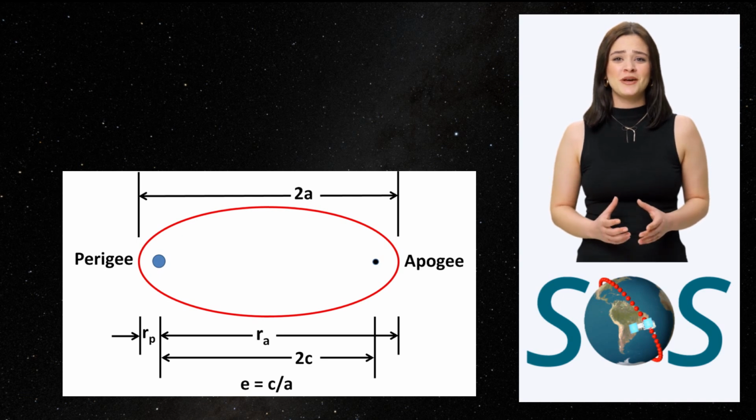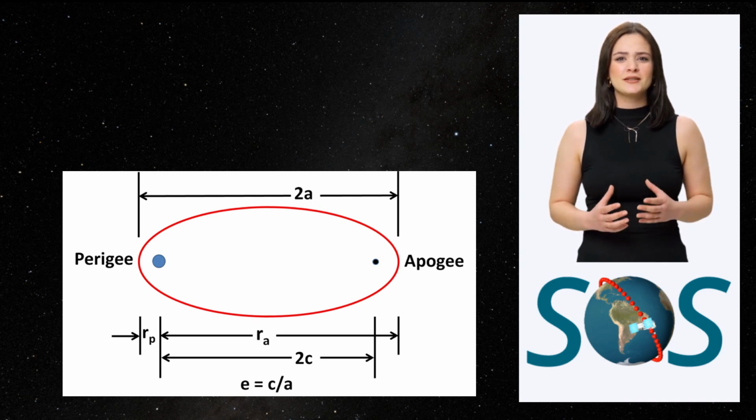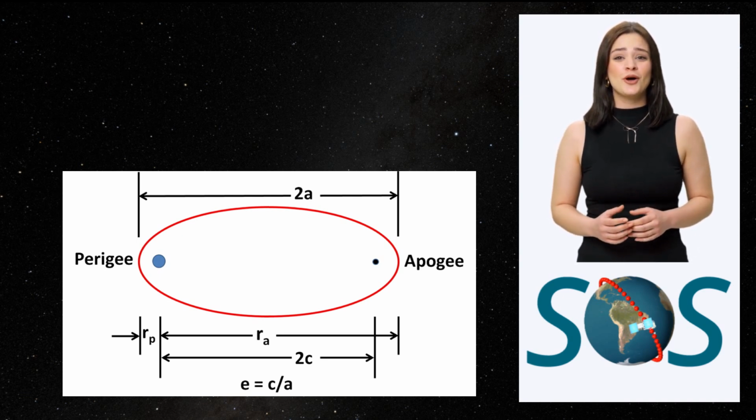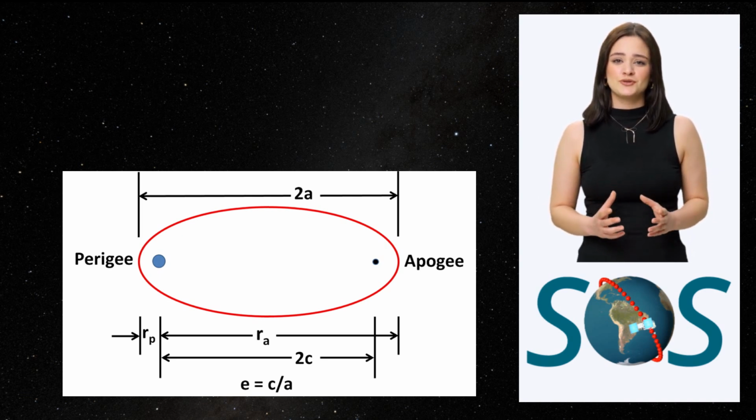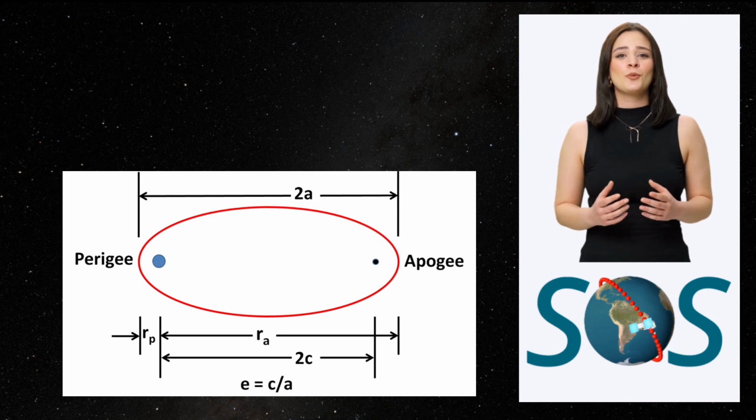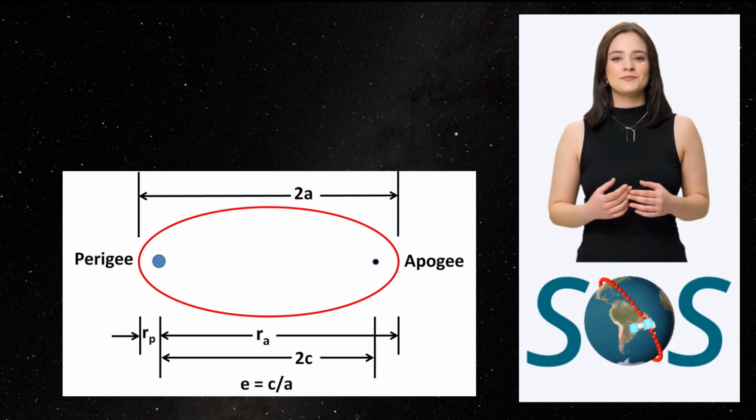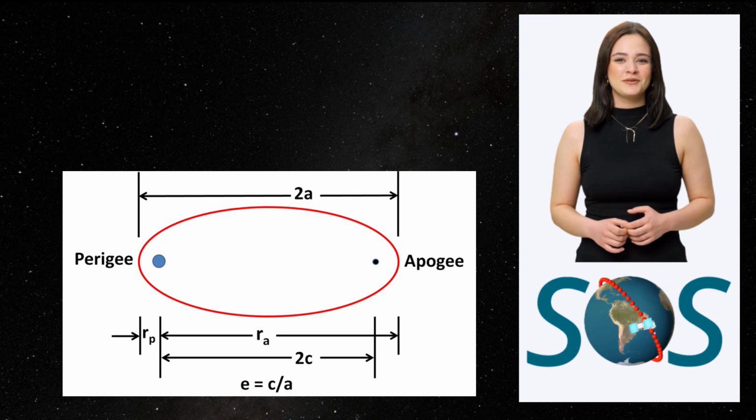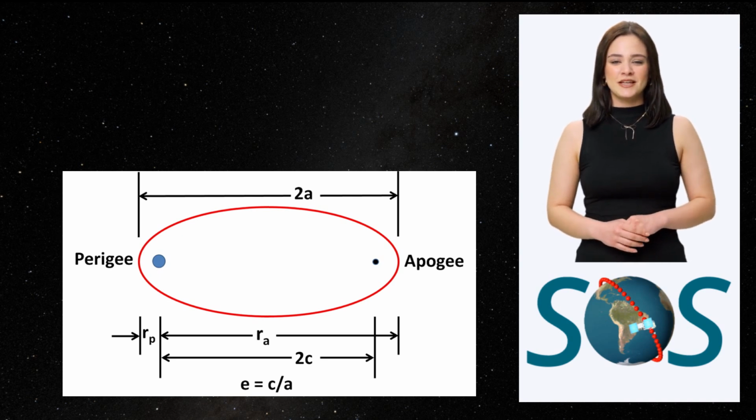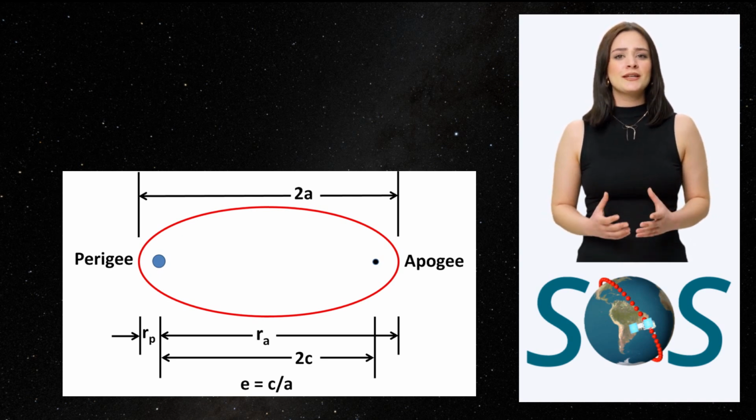This ellipse has a major axis, the longest line going through the center that can be drawn from one point in the orbit to another, and a minor axis, the shortest line going through the center that can be drawn from one point in the orbit to another. The length of the major axis is 2a, and therefore, the semi-major axis length is equal to a, and it represents something like the average radius of the orbit.